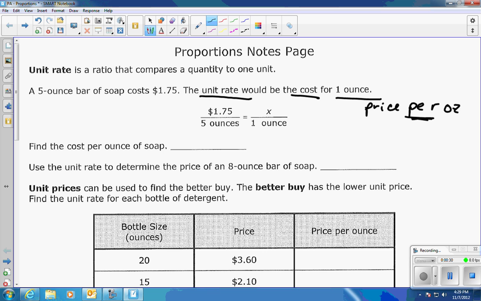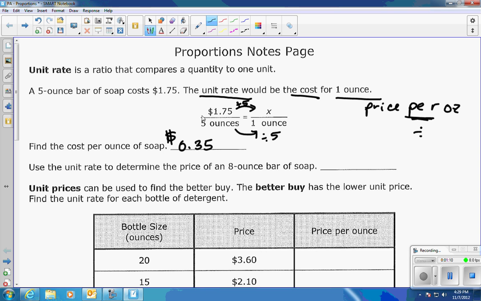Remember we talked about a while ago that per means divide. So if we're looking for price divided by ounce, now we have our price divided by ounce. And we want to know what that equals, what that price is per 1 ounce. So if we set up a proportion where the prices are on the top and the ounces are on the bottom, we can figure out that we're dividing by 5 to get here. When you take $1.75 and you divide it by 5, you get 35 cents.